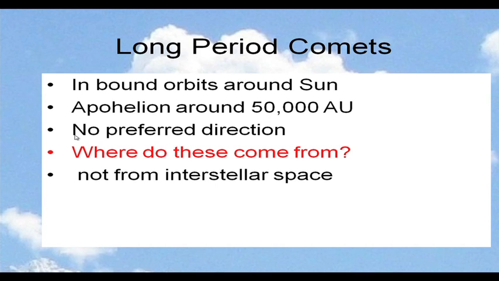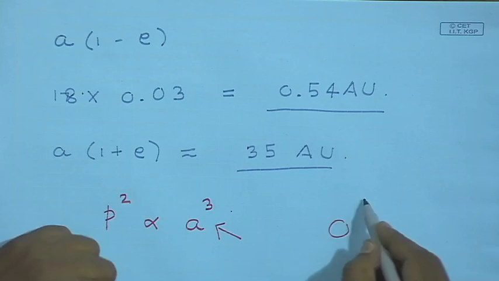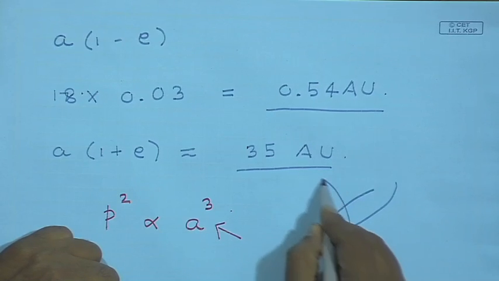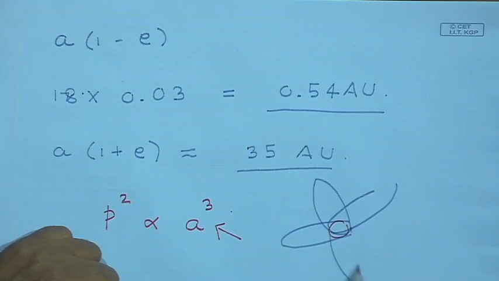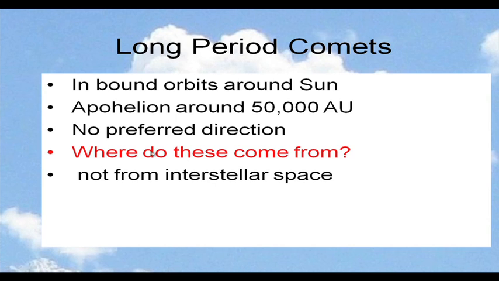Further, they do not have any preferred direction. If this is the sun, and you look at the direction of the orbits, they seem to be distributed equally in roughly all directions. There is no preferred direction. You find comets distributed roughly in all directions. So, the question is, where do they come from? We believe that they do not come from interstellar space, they originate somewhere within the solar system.